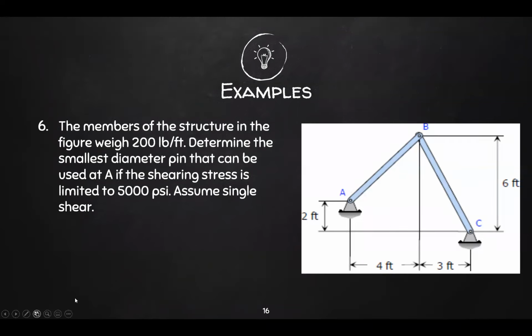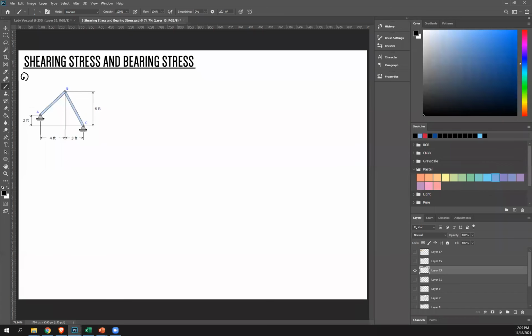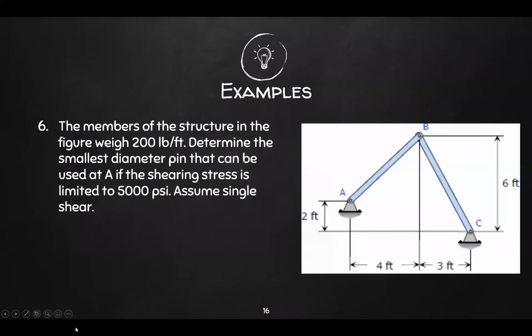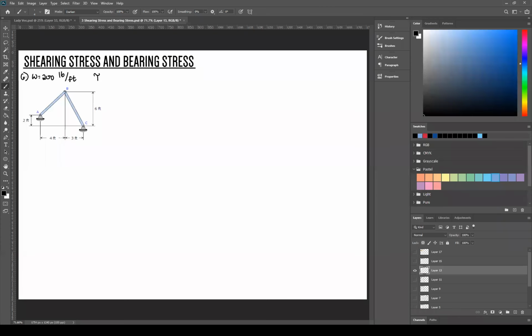Okay, so let's write the given first. We have, again, distributed weight, so I'll call that W. And then we also have maximum shear stress limited to 5,000 psi. And then single shear. So to do this, again, the question is what should be the diameter of the pin at A given this condition? Okay, so that's our condition, shear stress limited to 5,000.